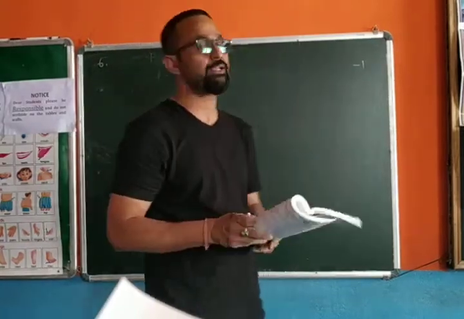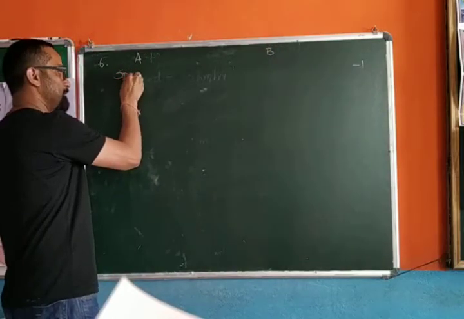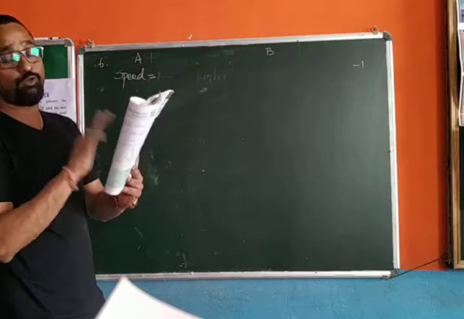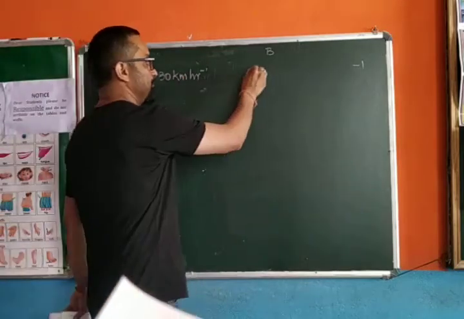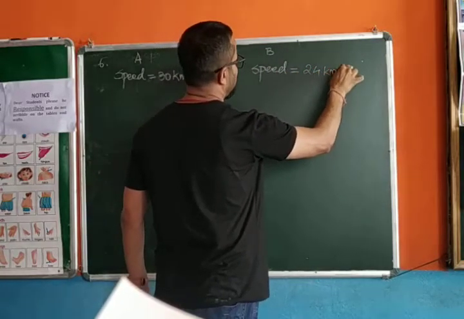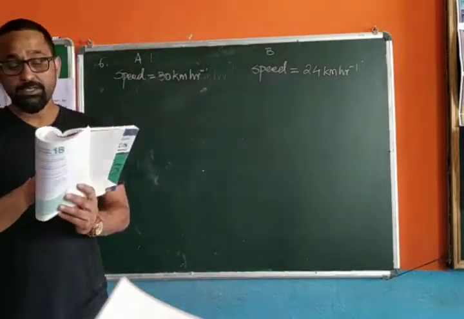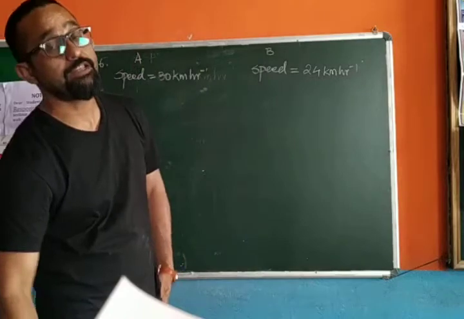A and B start from the same place at the same time with a speed of 15 km per hour and 12 km per hour respectively. So you write A, leave some gap and write B. Speed of A is given in the question, 15. I am taking it as 30 km per hour. Speed of B is 12, so let's take it as 24 km per hour. Find the distance between A and B after 6 hours if both move in the same direction.